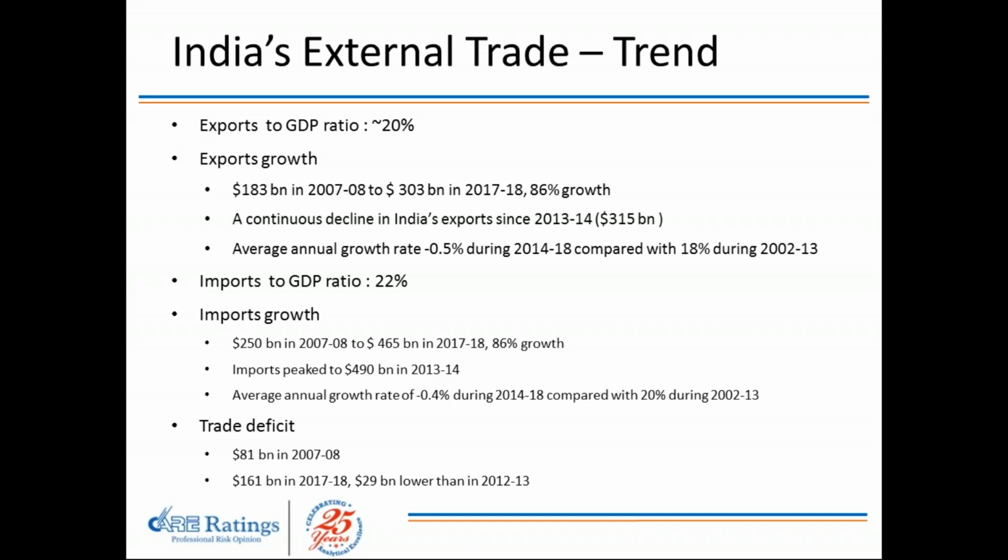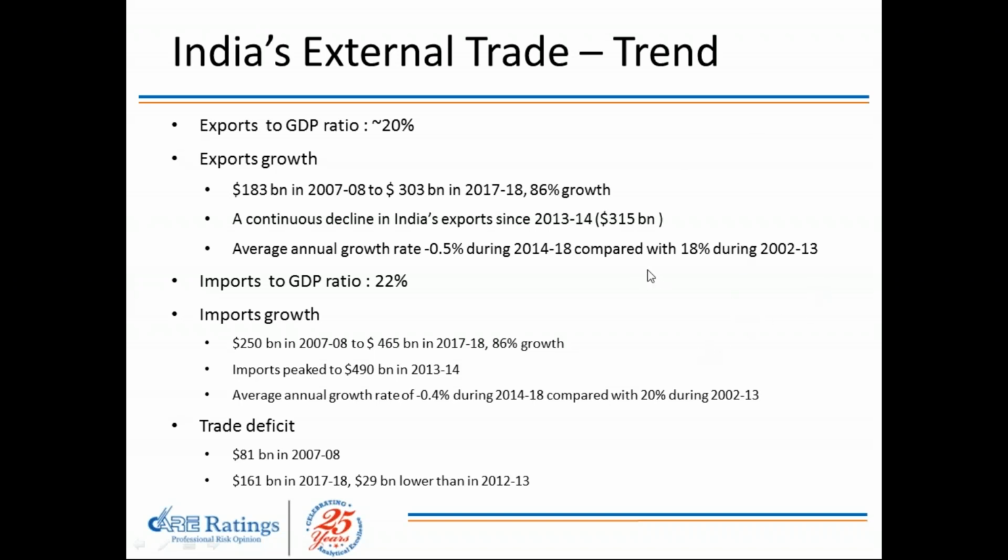Imports account for around 22% of GDP. The country's imports too have seen a noteworthy growth in the last decade, having grown by 86% from 250 billion in FY8 to 465 billion in FY18. Imports peaked to $490 billion in 2013-14. In case of imports too, there has been a moderation in annual growth rates. Average annual growth rate of imports was negative 0.4% during 2014 to 18 compared with 20% during 2002 to 13.